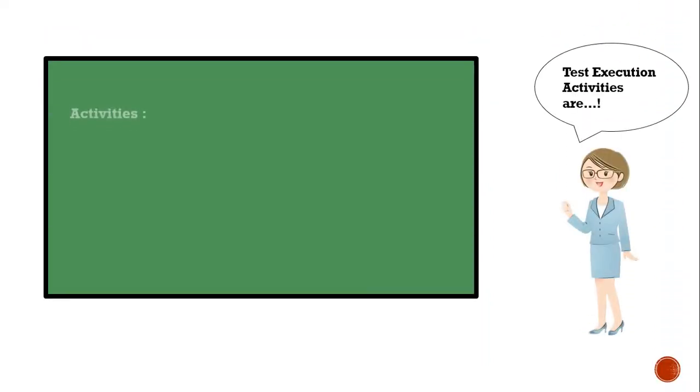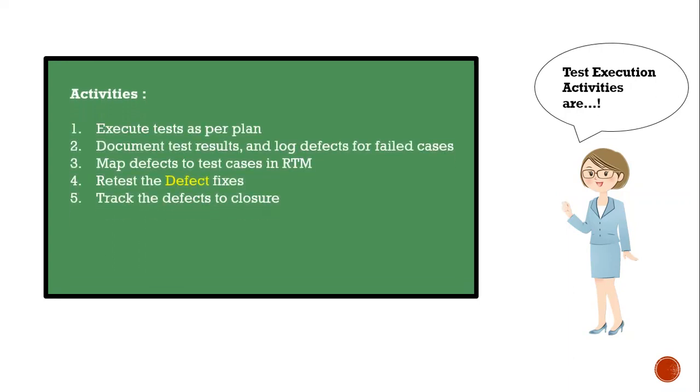Now, what are the activities in test execution? The activities in test execution are: execute tests as per plan, document test results, and log defects for failed cases, map defects to test cases in RTM. The next activity is retest the defect fixes, then track the defects to closure.